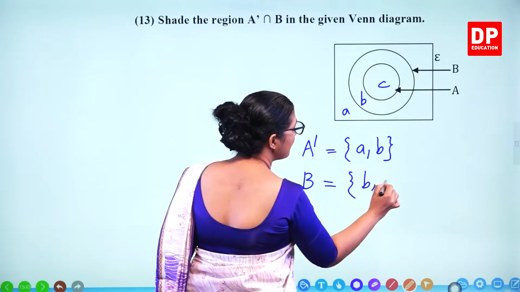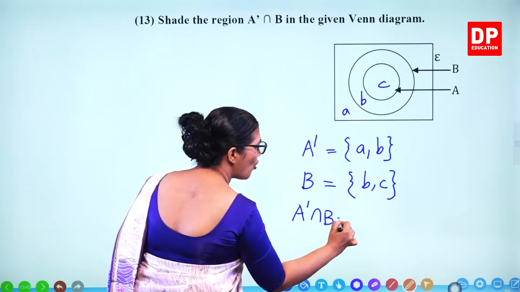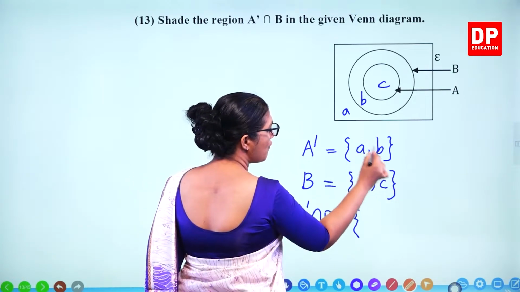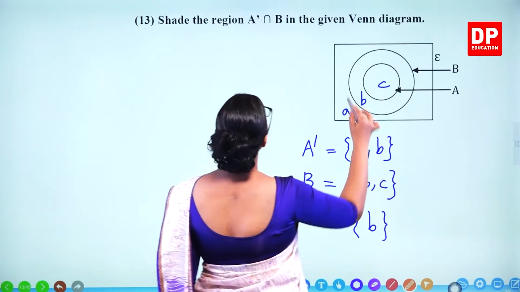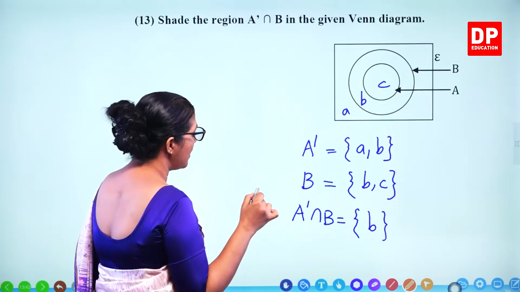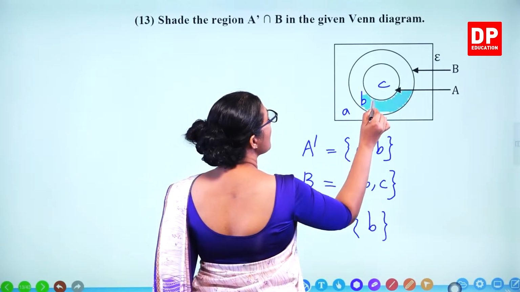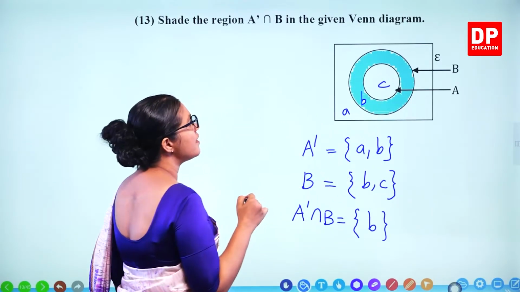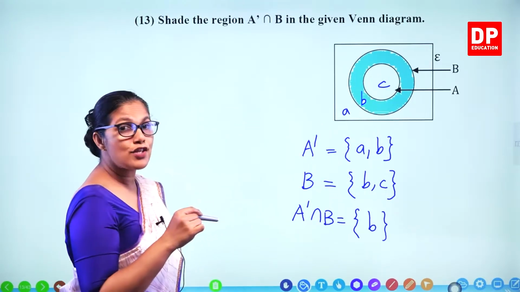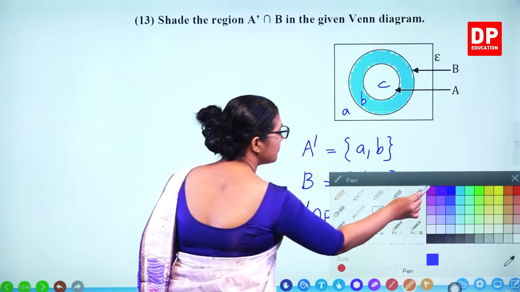B and C. Now we need intersection. That means common term for both. What's the common one for both? That's B. So B is the part we need to shade. So this is the region we need. A dash intersection B. So 2 marks for that.